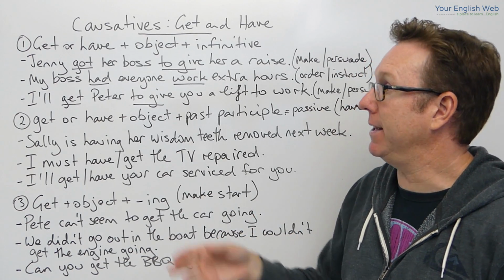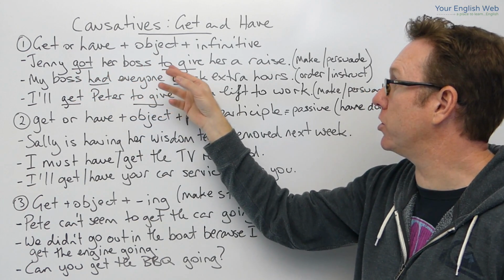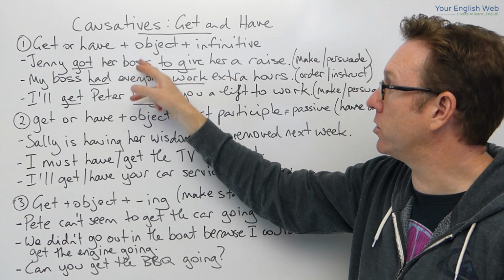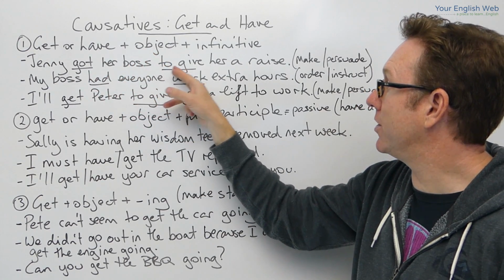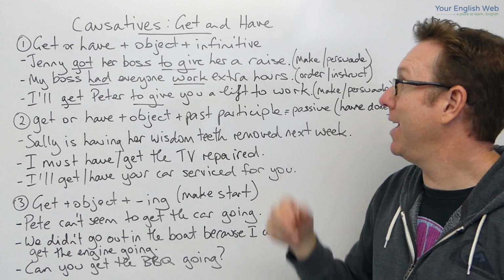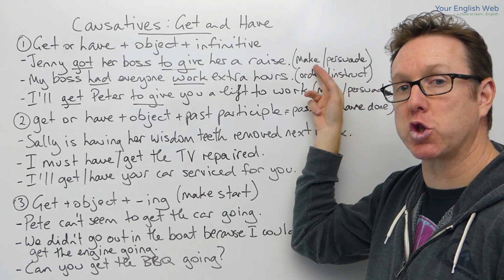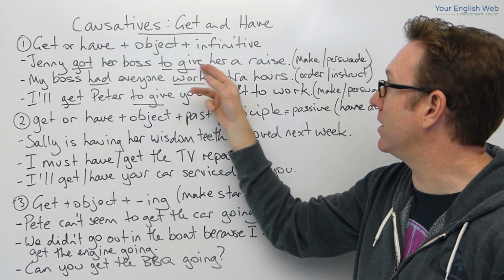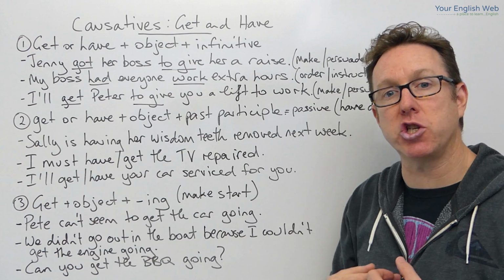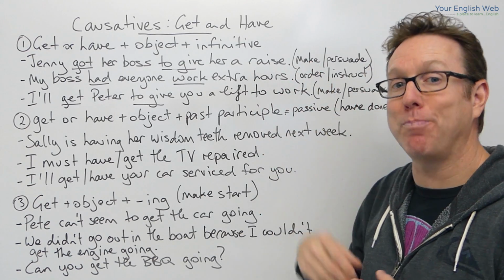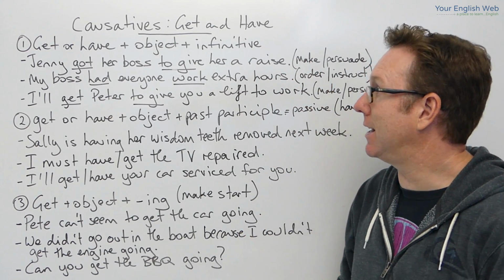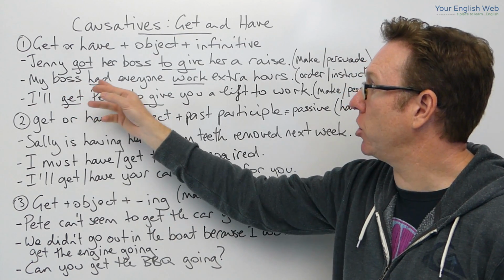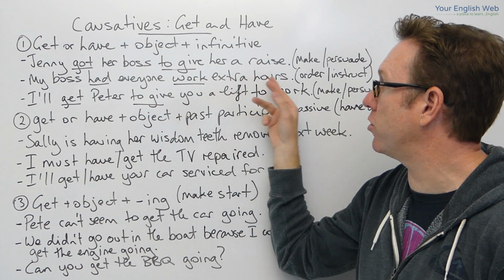So the first example is, Jenny got her boss to give her a raise, okay? She got her boss, object, to give her a raise. Now, this means to make or persuade somebody to do something. So, Jenny got her boss to give her a raise means that she made or persuaded her boss to give her a raise. The second example, my boss had everyone work extra hours.